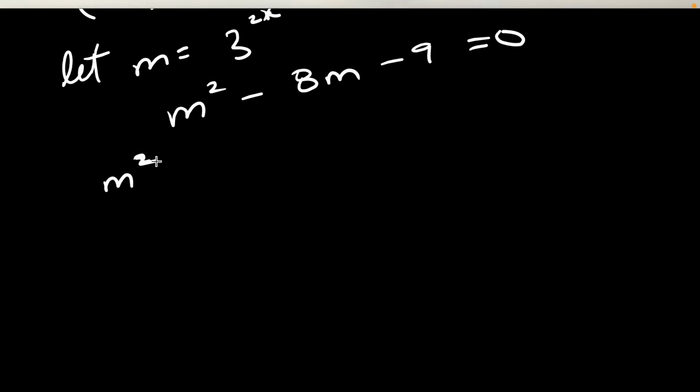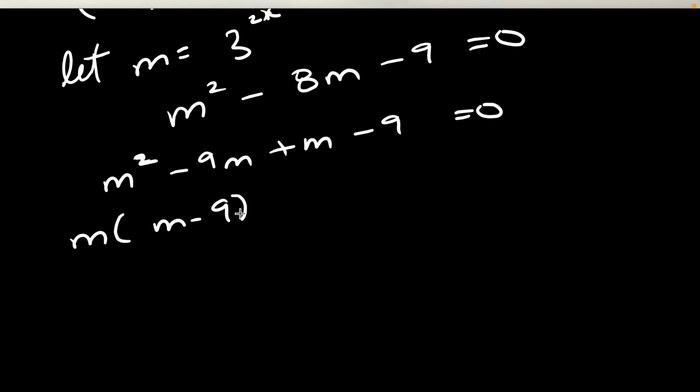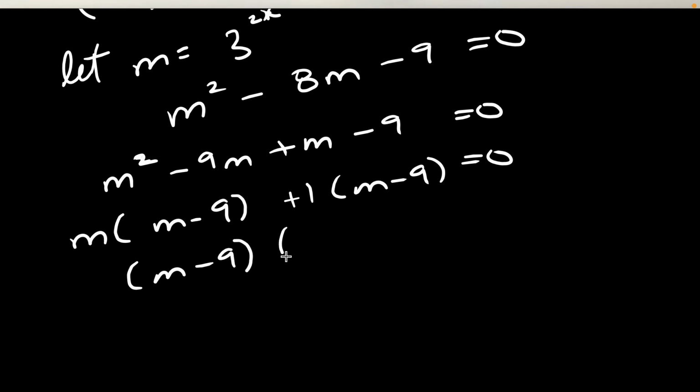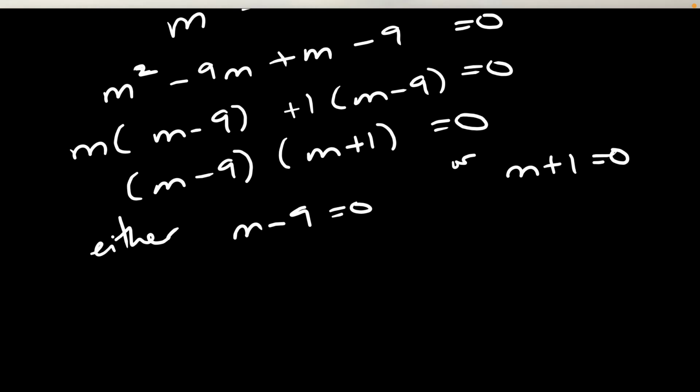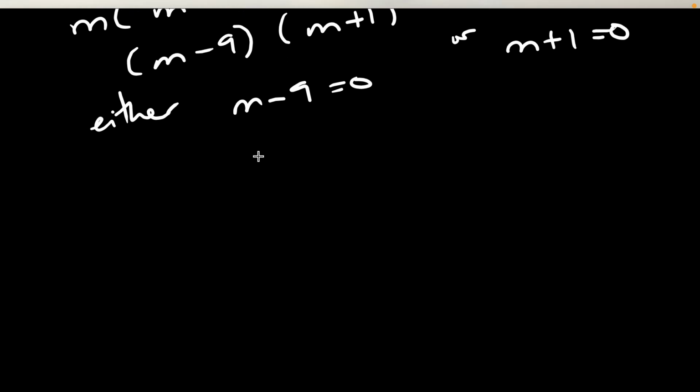I can say minus 9m plus m minus 9 is equal to 0. What's common here is m. What's left is m minus 9. Write that down immediately. What multiplies m to give me m? It's just going to be 1. And I'll have m minus 9 when I factor times m plus 1 is equal to 0, which means either m minus 9 is 0 or m plus 1 is 0. All right? We're almost there. Which means m is equal to 9 or m is equal to negative 1.